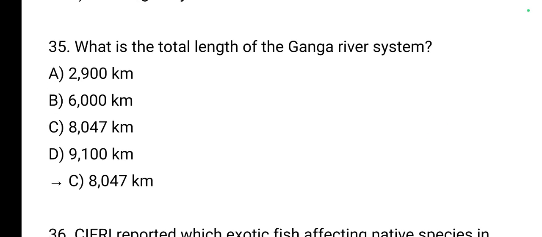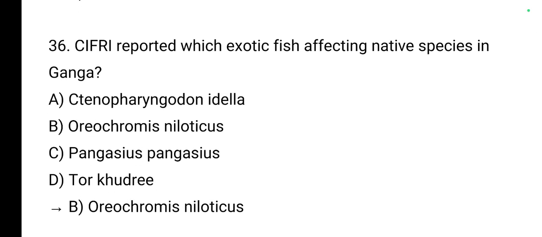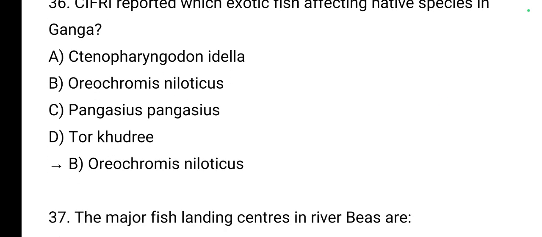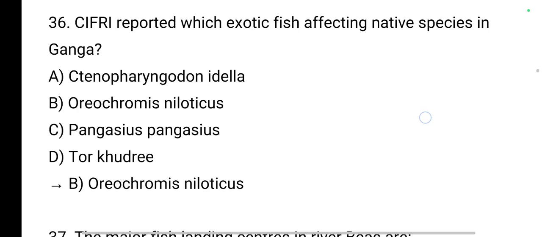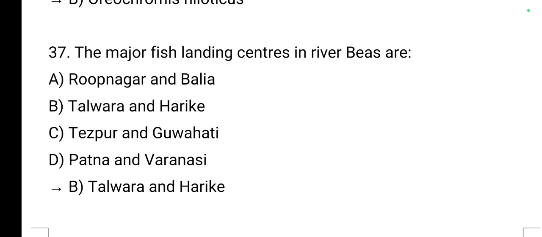What is the total length of Ganga river system? So it is 8047 km. CIFRI reported which exotic fish affecting native species in Ganga? So it is Oreochromis niloticus. The major fish landing centers in river bays are? So it is Talwara and Harike.